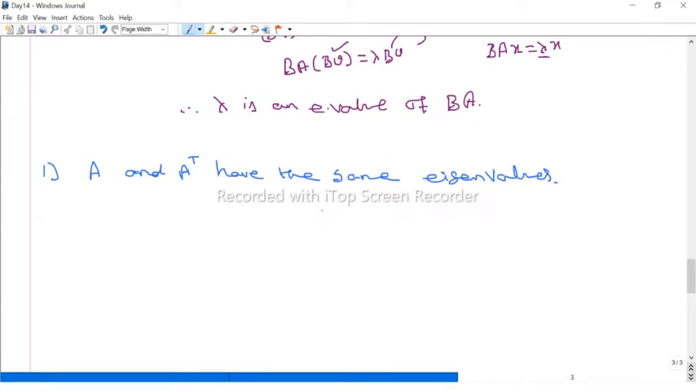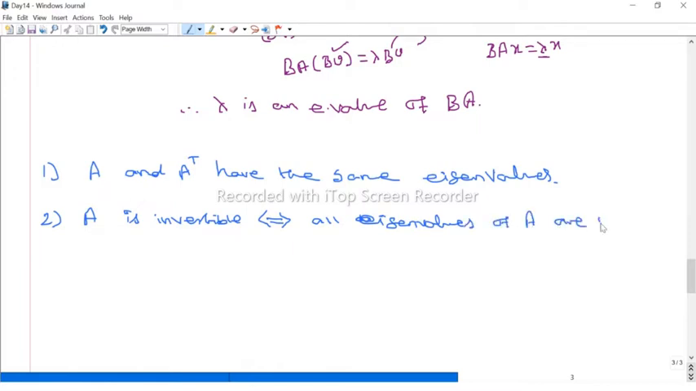Suppose A is invertible; then all the eigenvalues of A are non-zero. That is, A is an invertible matrix if and only if all eigenvalues of A are non-zero, because the product of the eigenvalues is the determinant. If the determinant is non-zero, we can say it's invertible. Again, if all the eigenvalues of a matrix are non-zero, then such a matrix is invertible. This is very important.